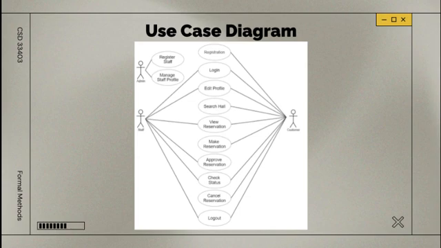Next, they can check their reservation status to see whether the staff has approved or denied their reservations. Other than that, they can also cancel their reservation if they must. Lastly, they could log out of the system.